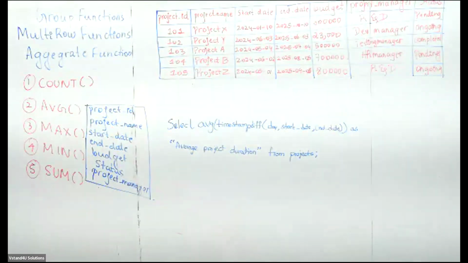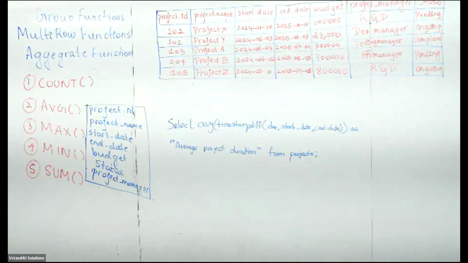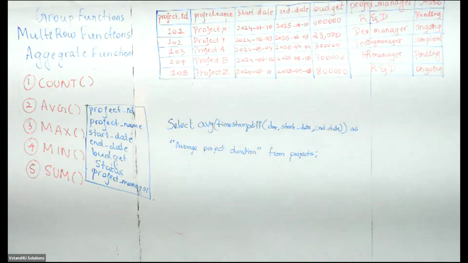Yeah, is the query correct? Okay, take down the next query. Write a query to display the highest budget.